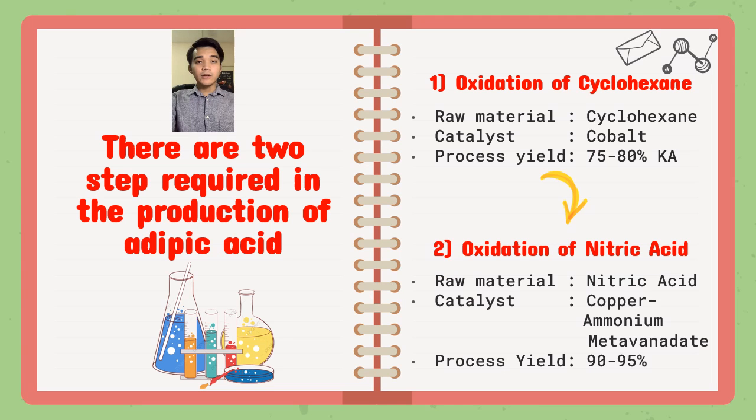Firstly, there are two steps required for the production of adipic acid. The first process used is the oxidation of the cyclohexene. The raw material for the process is the cyclohexene, and the catalyst used is the cobalt catalyst. The next step is the oxidation of nitric acid process. Basically, this process uses nitric acid as a raw material, and the catalyst used to speed up the reaction is copper ammonium metavanadate. This process produces a yield of about 90 to 96%.